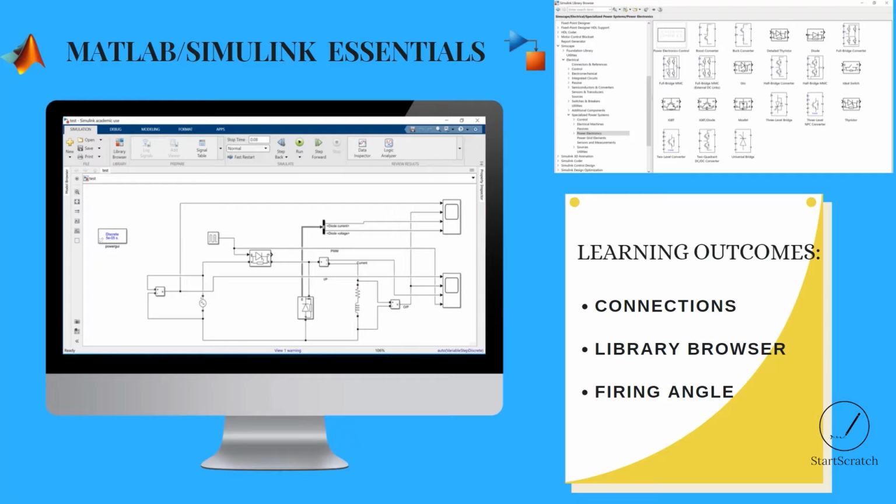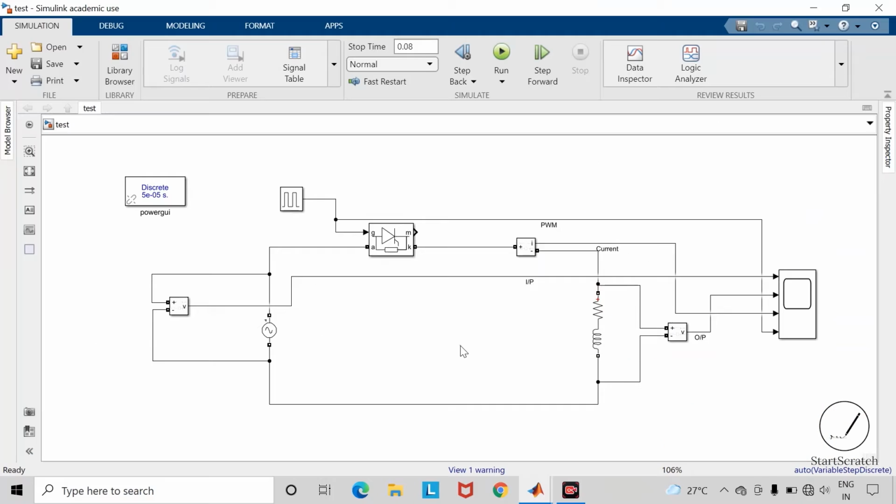In this video, we will see the simulation of half-wave control type of rectifier with RL load and freewheeling diode. We will use various components present in the library browser.